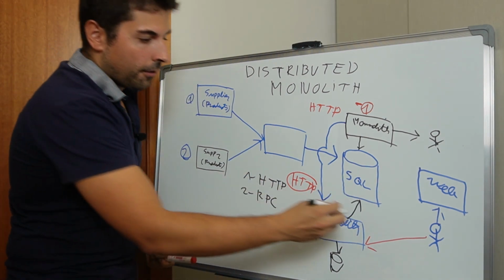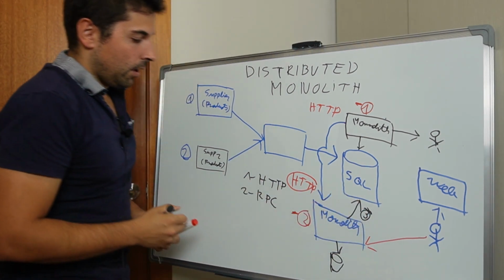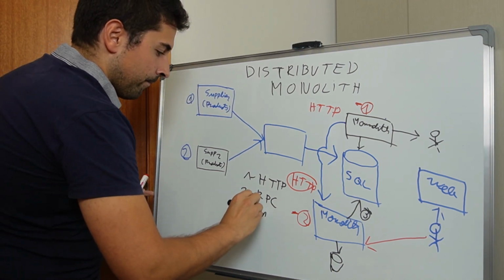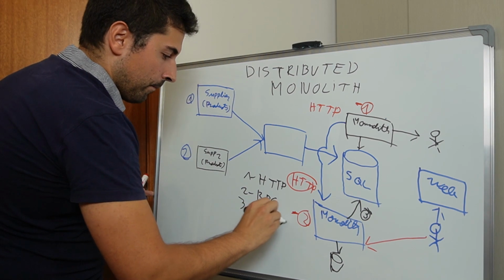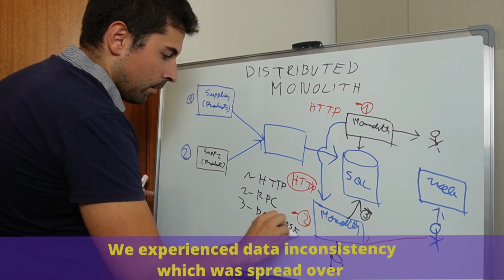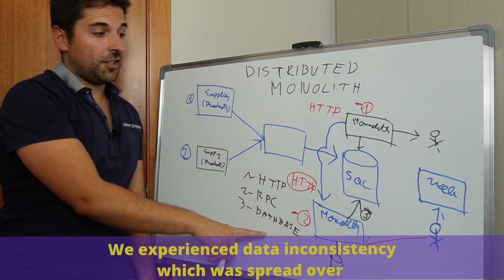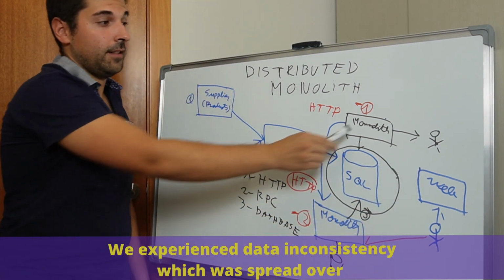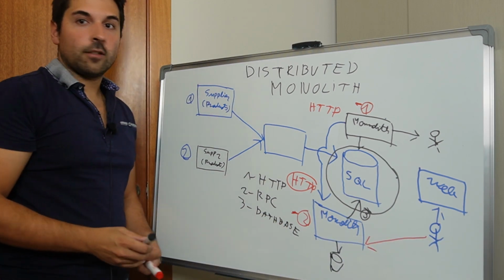So third, communicating directly to other databases, which in fact is sharing the database. This database was being shared by these two monoliths. So that was chaotic.